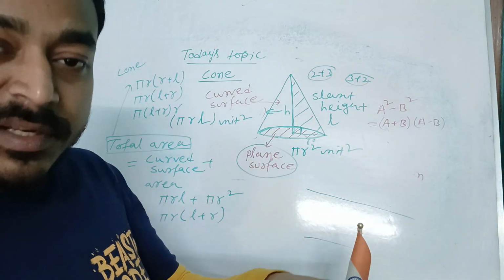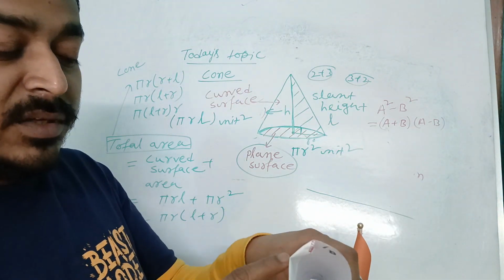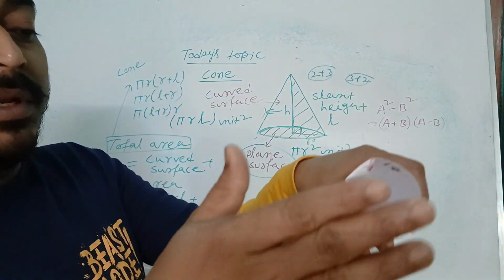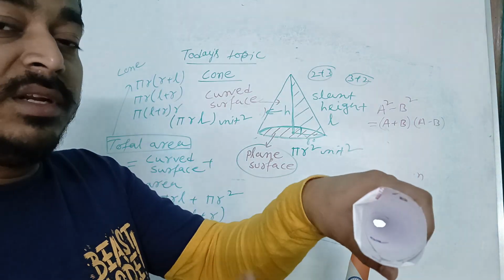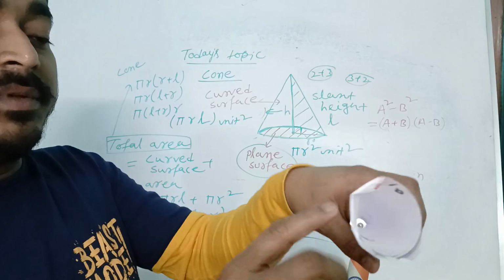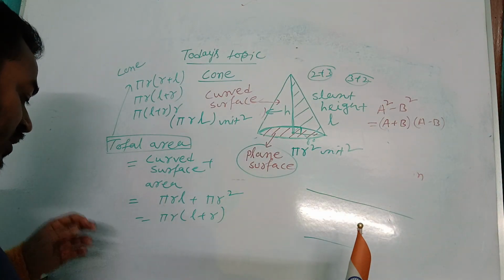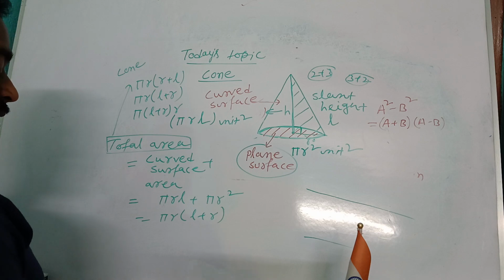For example, maybe it is hollow. No problem. But if the lid is given here, then we have to consider the total surface area: the curved surface area plus the plane surface area.